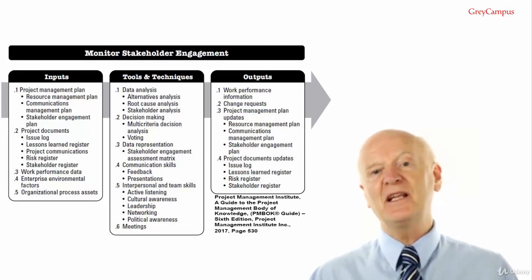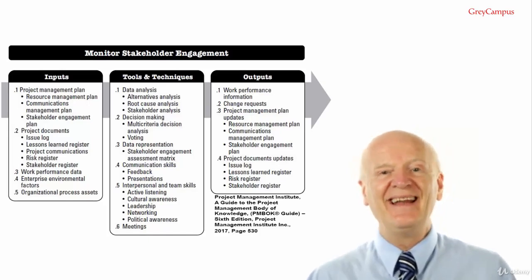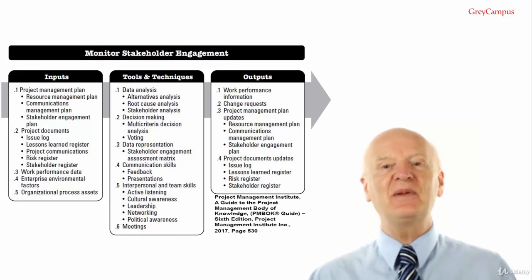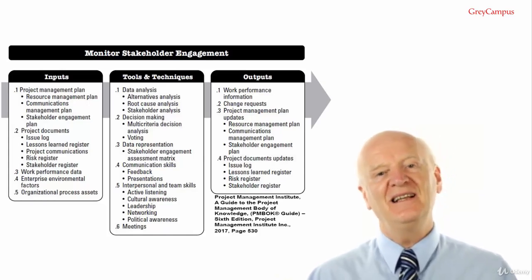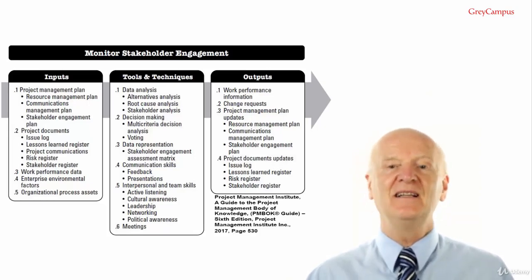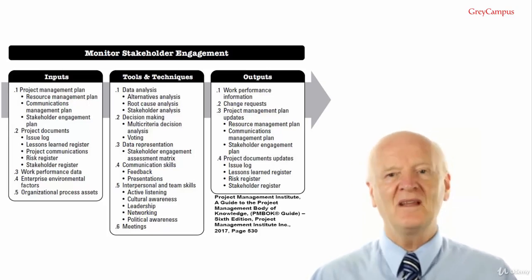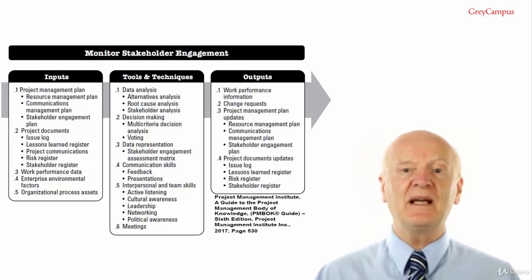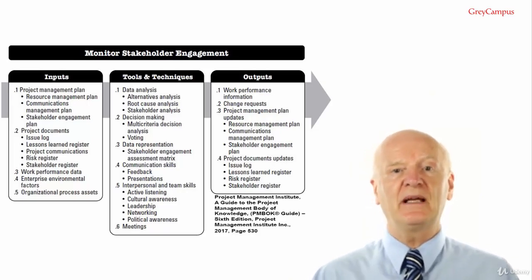Output number 3, project management plan updates. And you can probably guess what I'm going to say. Any change to the project management plan goes through the organization's change control process via a change request. And this is really important, which is why it keeps coming up again and again and again. So if you get one of these questions wrong in the exam, you will never forgive yourself because I've told you it 100 times. Components of the project management plan that may require change requests include resource management plan.